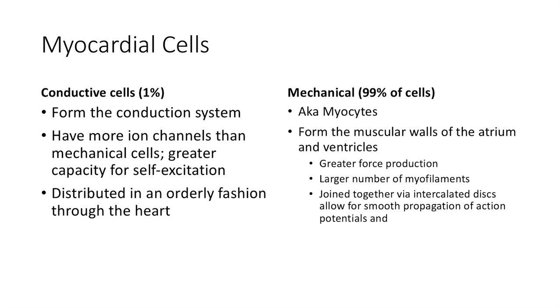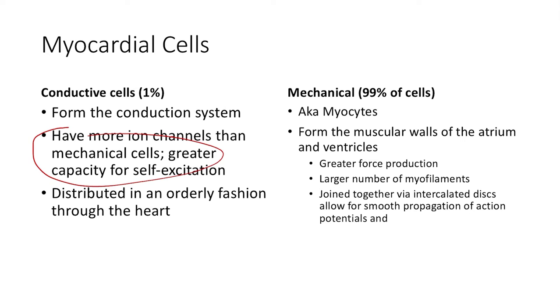So again, for myocardial cells, there are two general types. We've got conductive cells, which form the conduction system. They've got more ion channels, they have a greater potential for self-excitation, and they're distributed in an orderly fashion throughout the heart. You're probably familiar with them from undergrad physiology: the SA node, the AV node, the Purkinje fibers. All cells within the heart have this potential, no pun intended, but certain types of cells have more of these ion channels.